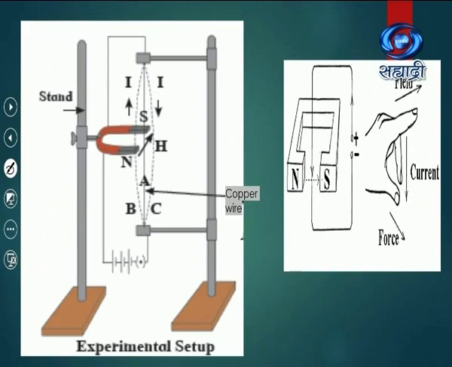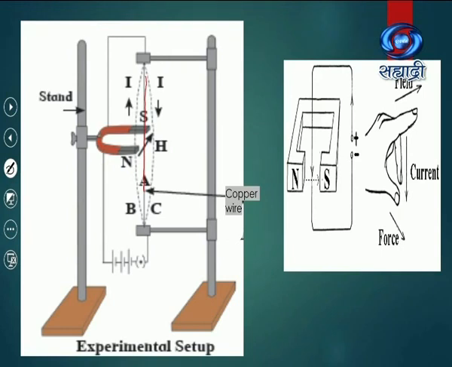Now let us discuss this experiment. This experiment set up is as shown in figure. This is a flexible copper wire, this is the stand, electric cell, and a horseshoe magnet with a strong magnetic field. All are arranged in this way.